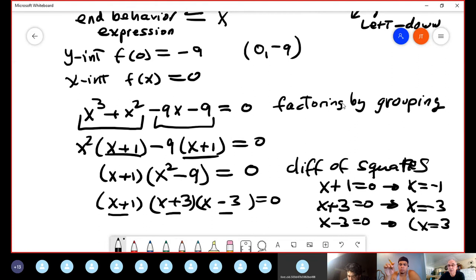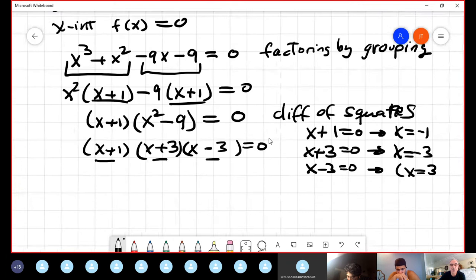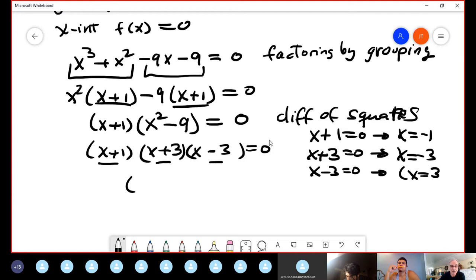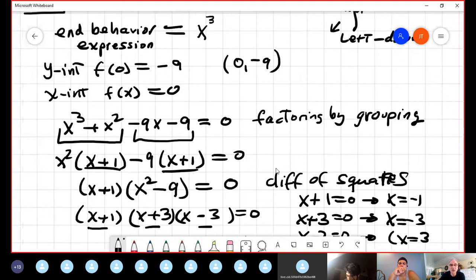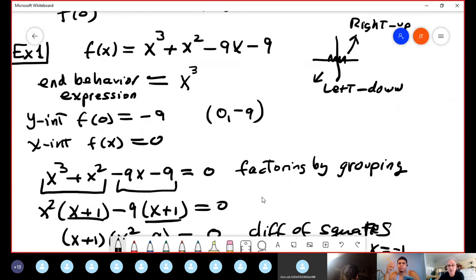No parentheses, guys. Now, the x-intercepts are negative 1, comma, 0; negative 3, comma, 0; and positive 3, comma, 0. Now we are ready to do a rough sketch of this polynomial. This is the end behavior, okay? It looks like that. We also determined the y-intercept, negative 9, so our polynomial passes through the point 0, comma, negative 9.